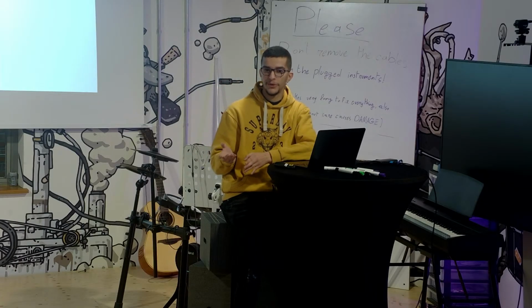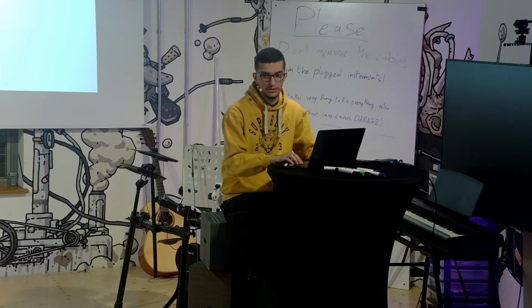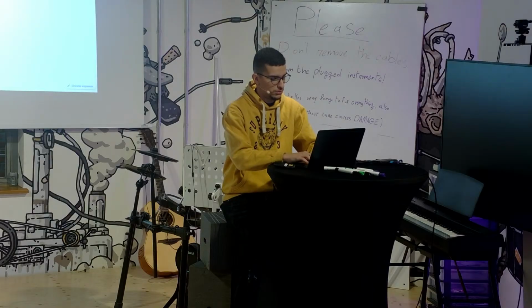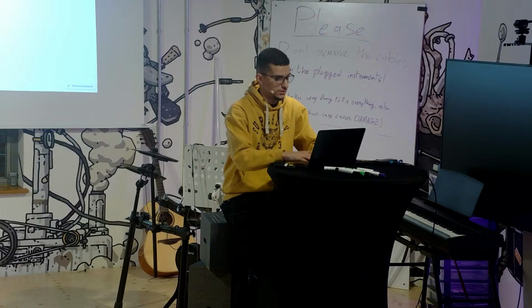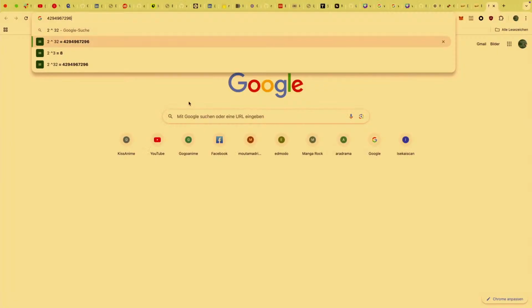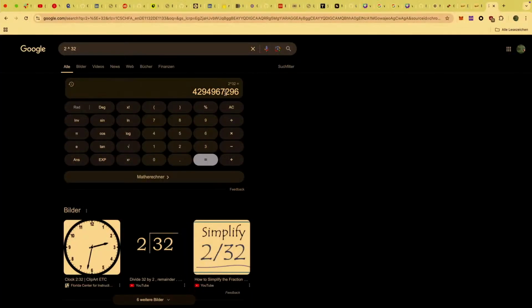Do you guys know how big 2 to the power of 32 is? It's about a billion. Million, billion, or trillion? It's a billion, 3, so it's 4 billion. Yeah, it's not a big number at all, especially when we are talking about cryptography.